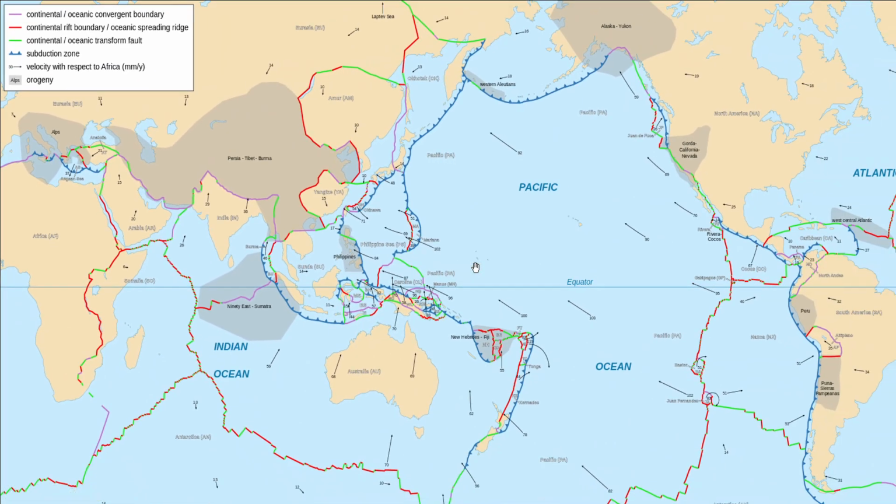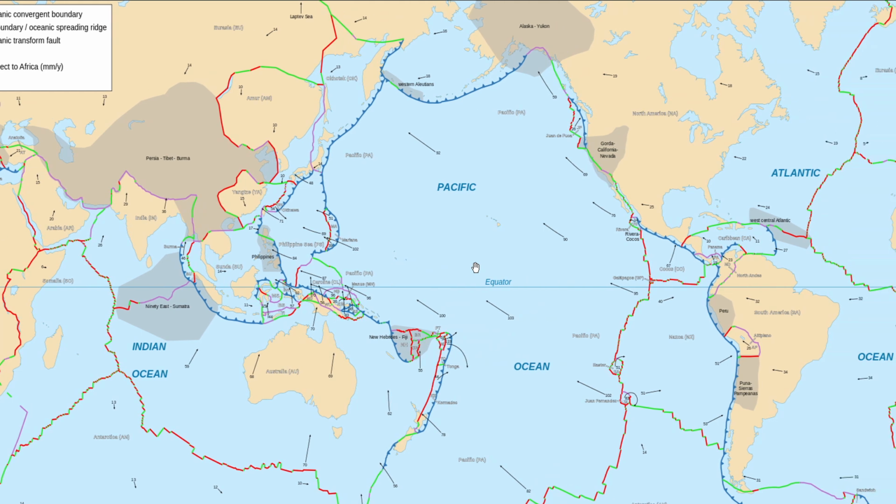So these are the plate boundaries. As we know, Earth has 7 larger plates, 8 minor plates, semi-minor plates, and 20 minor plates. Earth is formed by these plates.